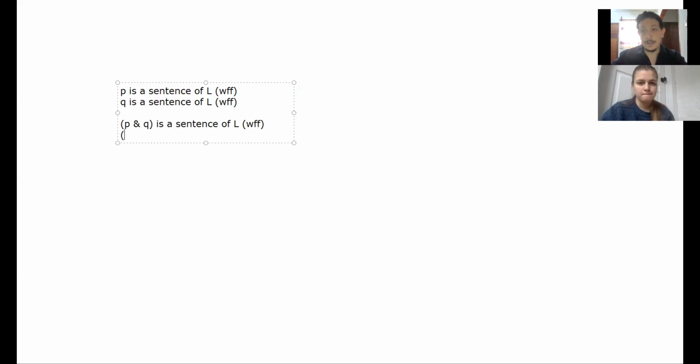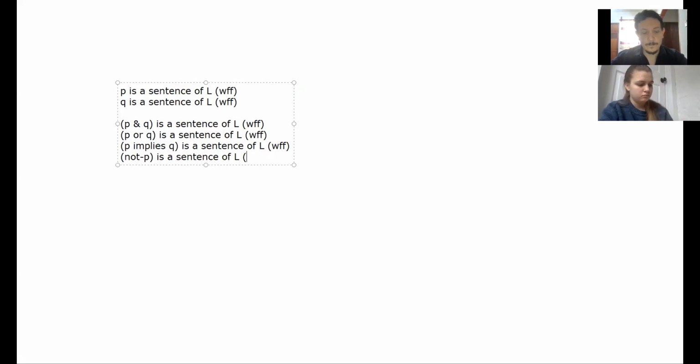And we know that if P is a sentence of L, or a well-formed formula of L, and Q is a sentence of L, then P or Q is a sentence of L. We also know that if P is a sentence of L and Q is a sentence of L, then by the rules of the syntax, P implies Q, or if P then Q, which is the same thing, is a sentence of L. We also know that if P is a sentence of L, then not P is a sentence of L. And if P and Q are sentences of L, then P if and only if Q is a sentence of L.